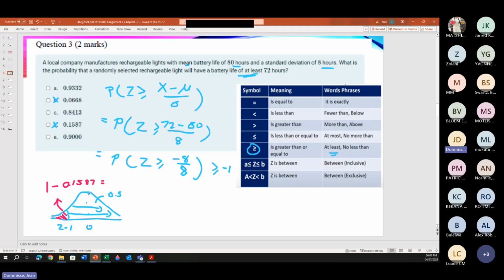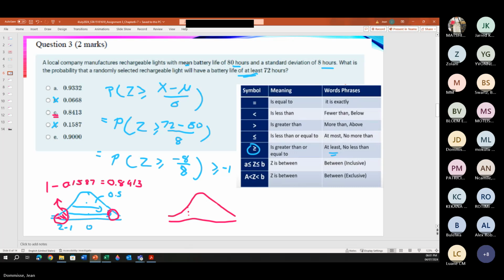Okay, so that gives us 0.8413, which is option C. What we could have also done, and remember, symmetry goes both ways. So it's not just for the smaller one where it is the same on this side.